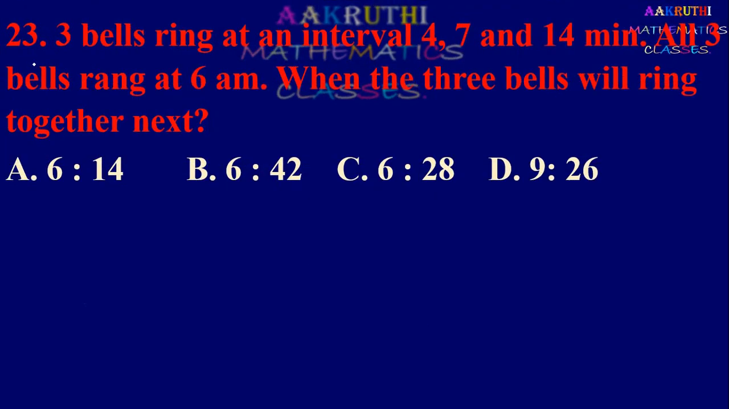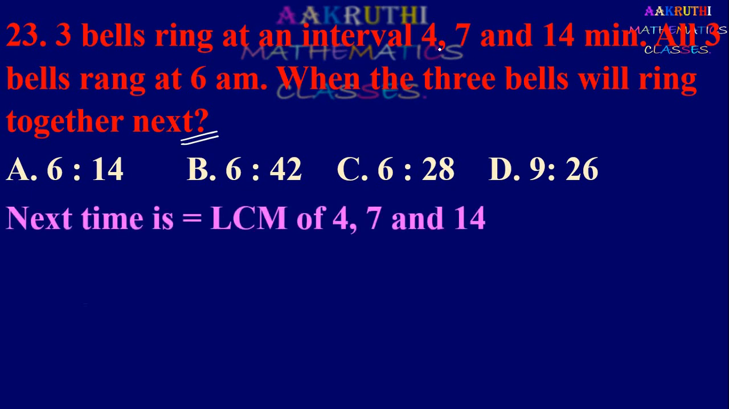So next, question number 23. 3 bells ring at intervals of 4, 7 and 14 minutes. All 3 bells ring at 6 a.m. When will the 3 bells ring together next? So you have to find when they will ring together. Here it is given 3 bells ring at intervals of 4, 7 and 14. The time they will ring together again is the LCM of 4, 7 and 14.